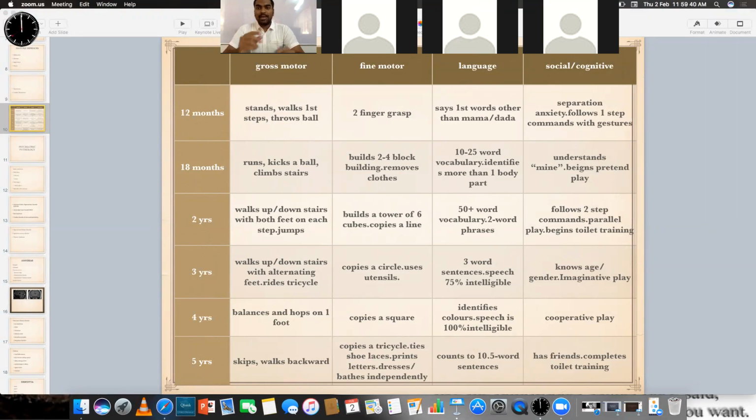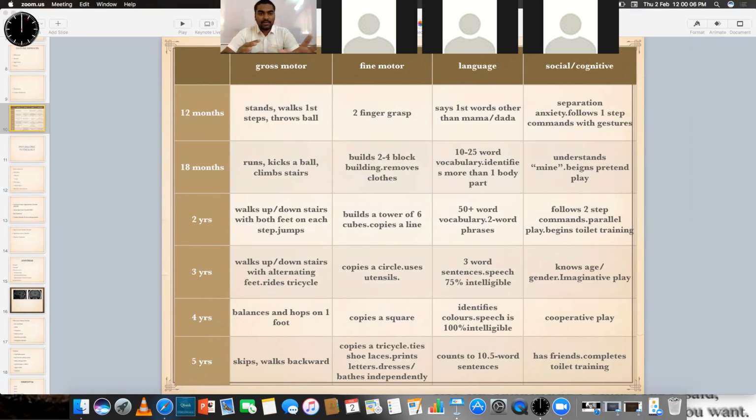Okay, so that is separation anxiety. And they can also follow one-step commands with gestures. Like if I just gesture to the child this way, he understands that I'm asking him to sit. Or if I just call, he'll run towards you. So that is understanding and following one-step commands with gestures. All this happens at 1 year of age.